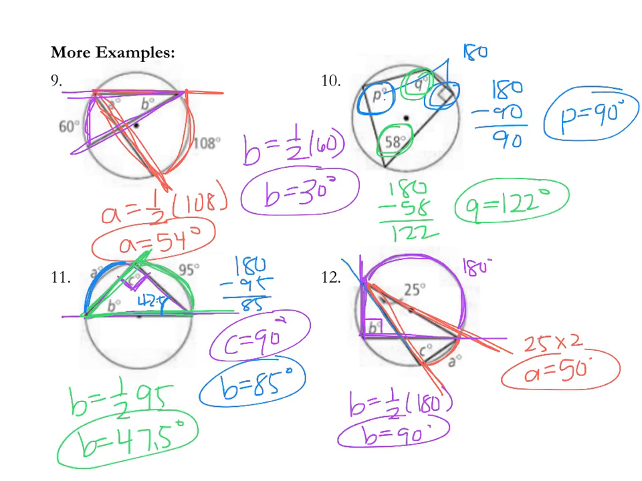And then the last one, angle C, if I trace around that, intercepts the same arc as the last one, so that's going to be the same answer as B because they're intercepting the same spot. So C is 90 degrees as well.